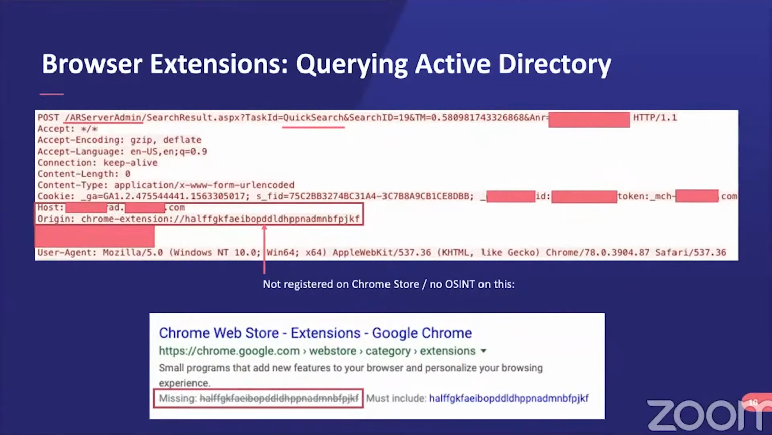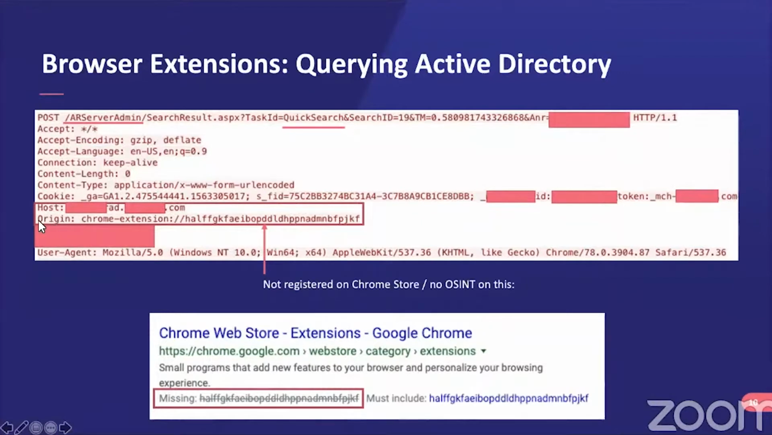So let's start hopping into some use cases here to really understand the power that these have, right? I mean, it's great to look at a list of capabilities, but it's another thing to see them in action. And so what we have here is a browser extension querying the Active Directory. You can see up here, it's making a POST request as an admin and performing a quick search. And you can see the host. I've obfuscated this, but you can see AD, which stands for Active Directory, at customer.com.